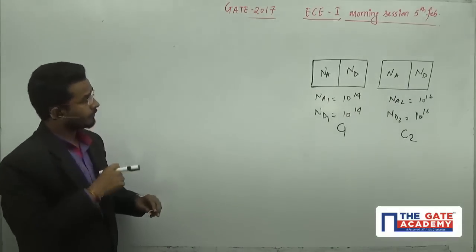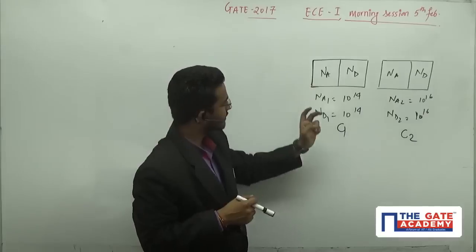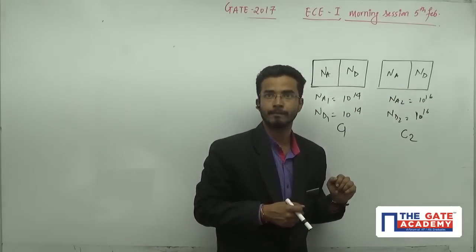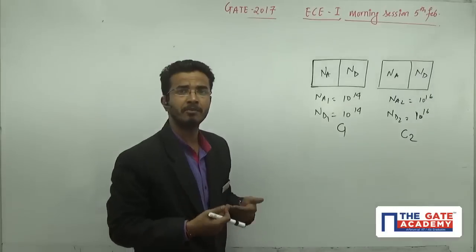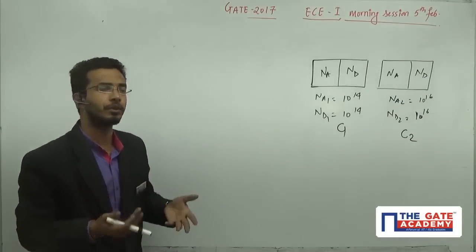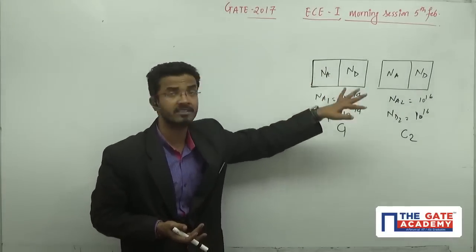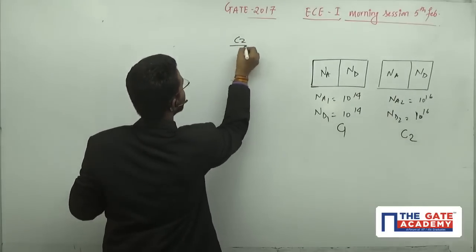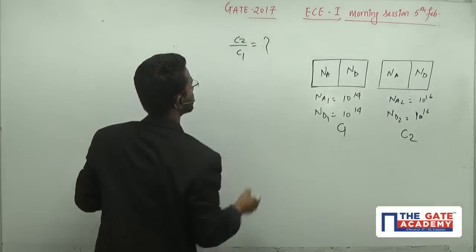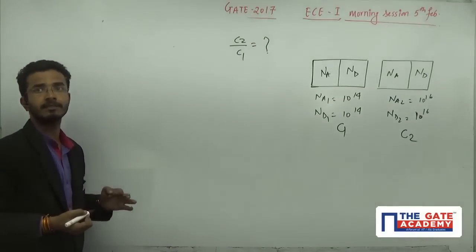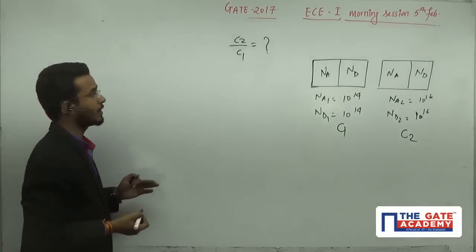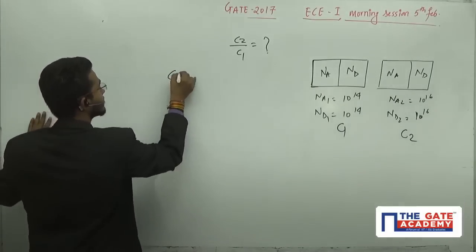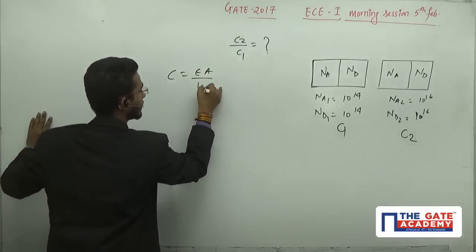And if this diode is creating the C1 capacitance, and this diode is creating C2 capacitance under the same reverse bias voltage and same cross-sectional area, what should be the value of C2 divided by C1? You have to calculate this, and basically this is a numerical type answer, and you have to put the value. That means firstly, C is equal to epsilon A by W.